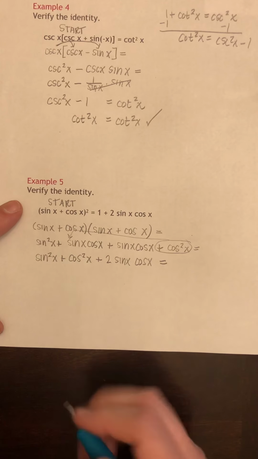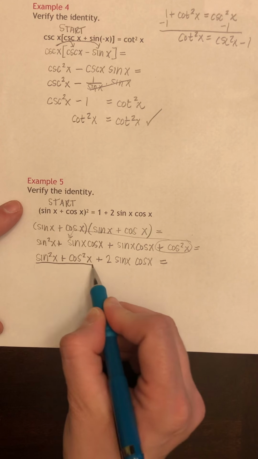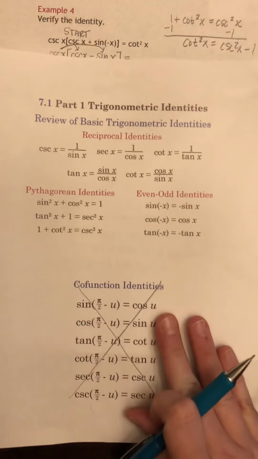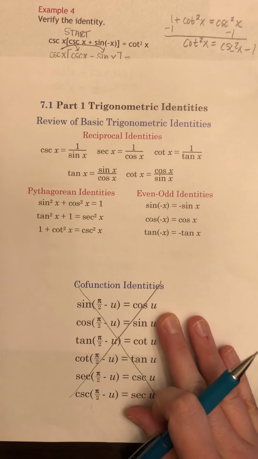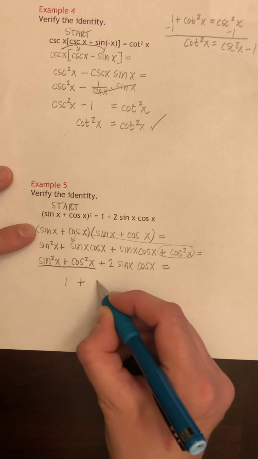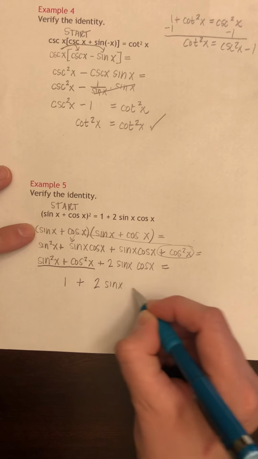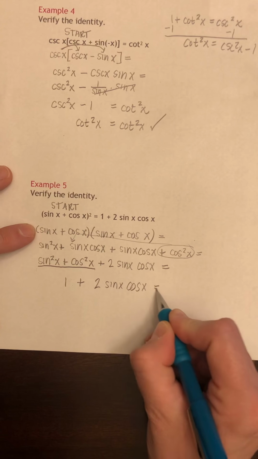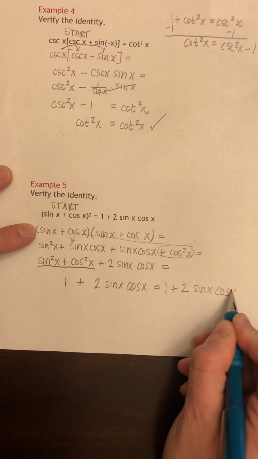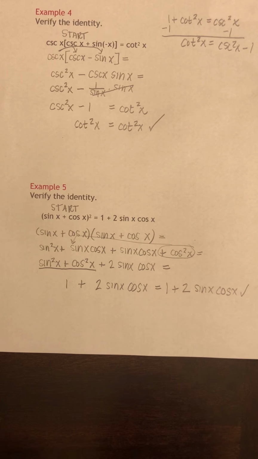All right, now look at what we have right here. Sine squared x plus cosine squared x. Hopefully by now you're recognizing that equals a big fat 1. So I'm going to take this whole thing out, replace it with a 1. So I have 1 plus 2 times sine x cosine x, which is good news because that is exactly what's on the right-hand side. And I have just verified the identity. So lots of algebra going on here. This is where we're really fine-tuning those algebra skills.